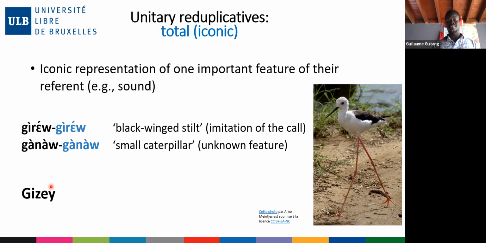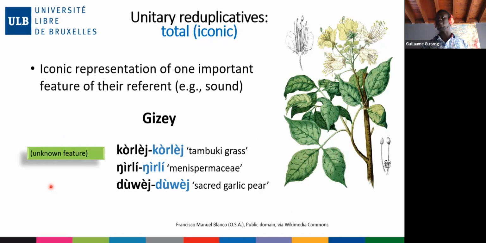And the same difficulty is found in botanical vocabulary, because what makes the tambuki grass be rendered as corlay? The same thing for the other ones, the sacred garlic here, why is it the way?